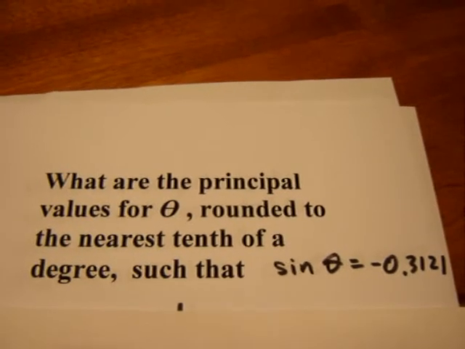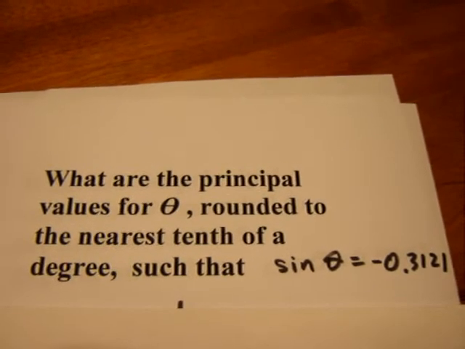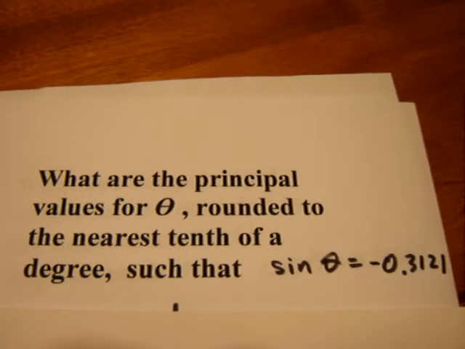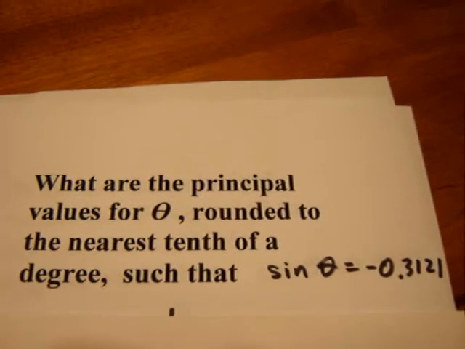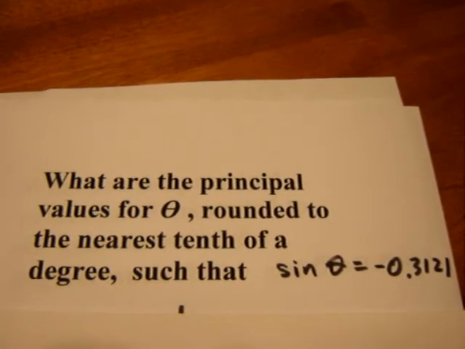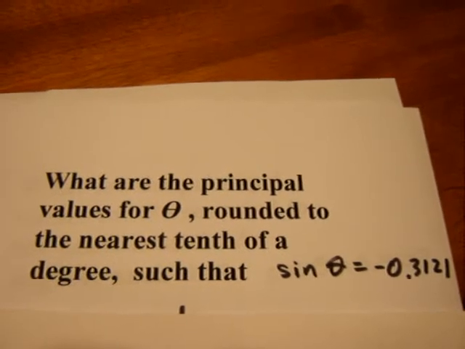Our question asks, what are the principal values for theta rounded to the nearest tenth of a degree such that sine theta equals negative 0.3121? Well, we're looking for angles between 0 degrees and 360 degrees inclusive.